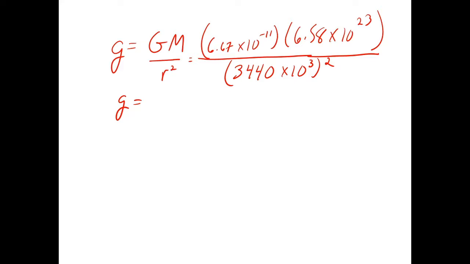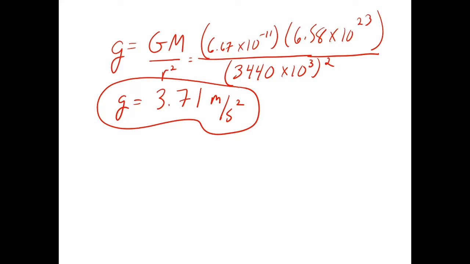Let's get the number. And you can hear I'm just entering in my calculator here. I just put 3440 times 10 to the third and square that. No problems in my calculator. And it turns out that the pull of gravity on Mars is a bit less than what it is here on Earth. It's only 3.71 meters per second squared.